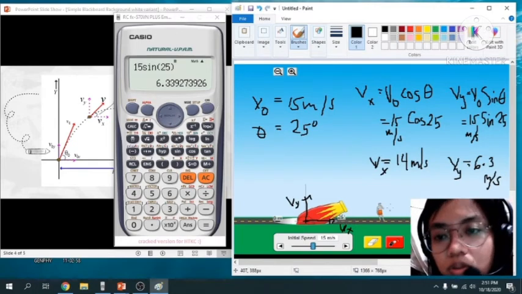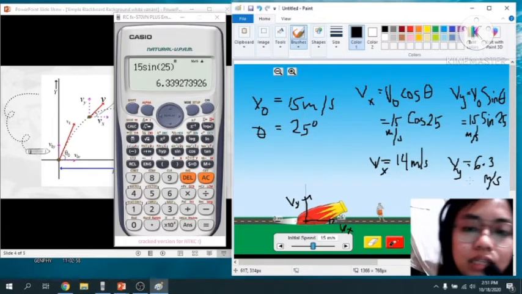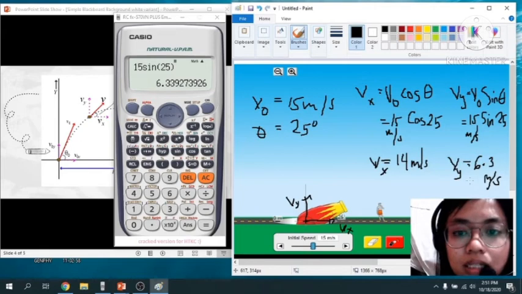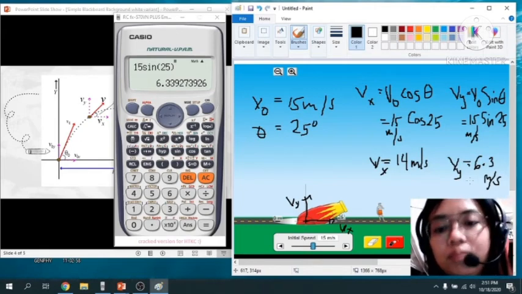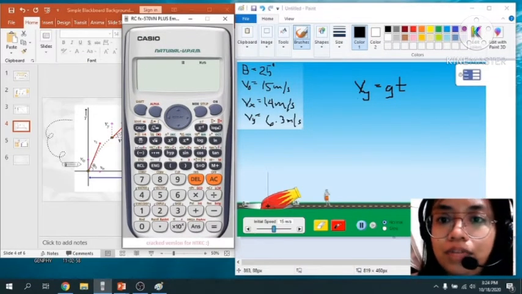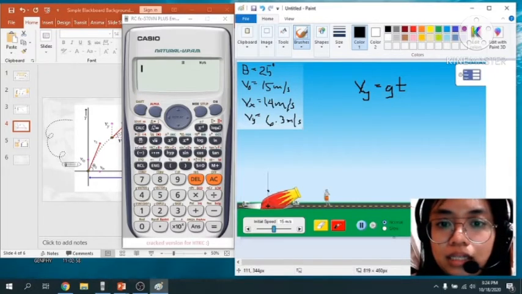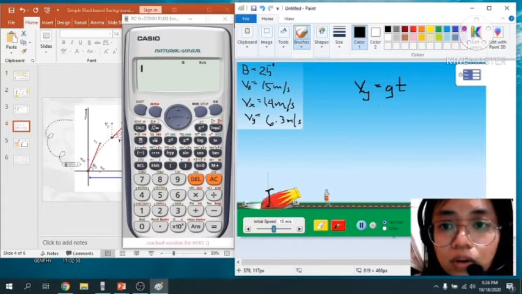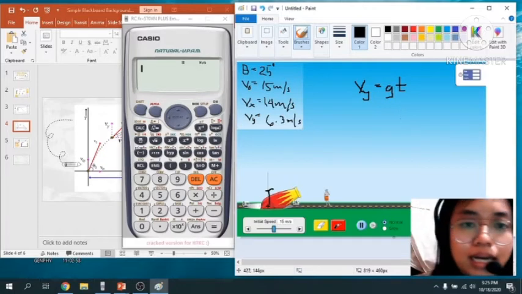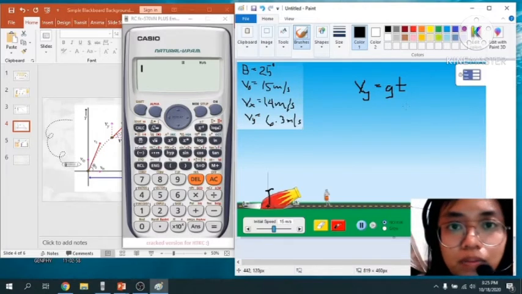Now, how are we going to use the horizontal velocity and vertical velocity in identifying the distance where the cannonball will land, and also the time when the cannonball will land? We have this formula: Vy is equivalent to gravity times time. So we will use the Vy, or the vertical. Because once the cannonball is thrown, it is a vertical motion, and in vertical motion, gravity acts on it. In the horizontal, there is no need for gravity.